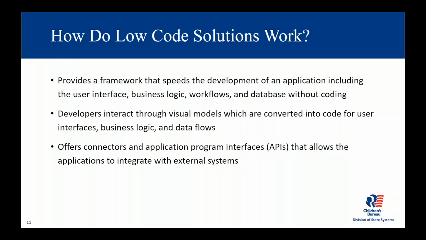So how do low-code solutions work? They provide templates and frameworks that speed the development of applications with minimal coding. Developers interact with visual models to create the application, which is then converted into code. For example, when developing a user interface, the developer may select a standard template for a screen, such as 1 or 2 columns, and then simply drag and drop the fields from the database or other controls onto the screen. The developer then clicks on the field and completes a template to add edits or make a field mandatory, for example.